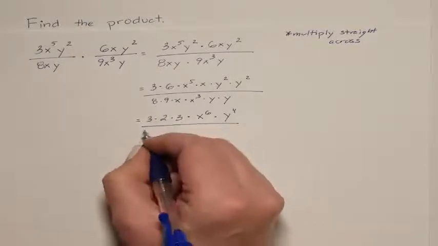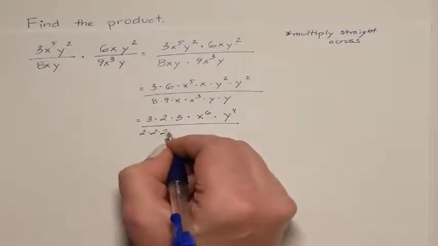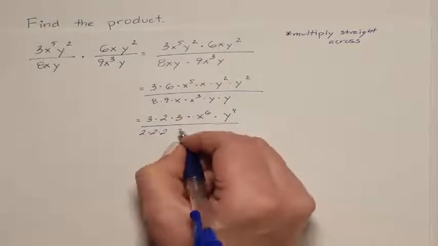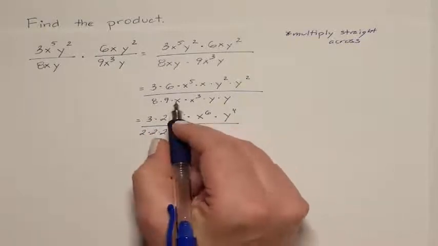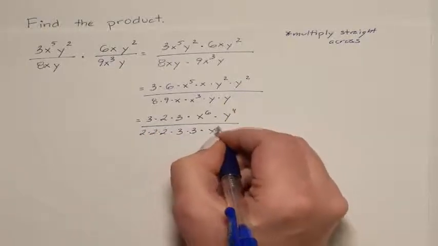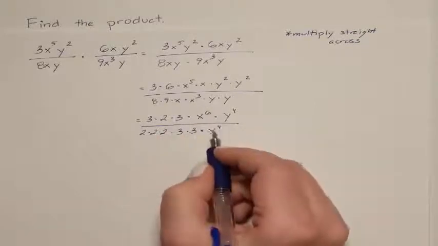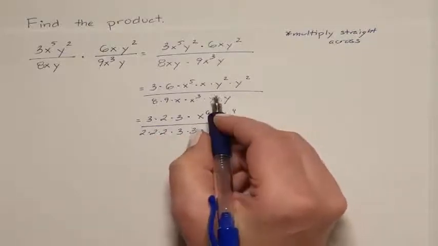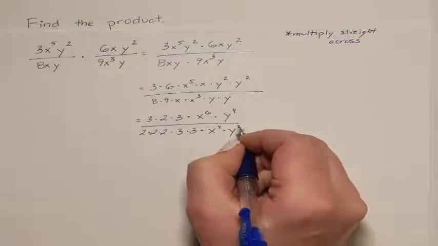8 needs to be prime factorized. That's 2 times 2 times 2. 9 is 3 times 3. The x's, I actually have 4 of them because the 1 plus the 3 gave me the 4. My y's, there's 2 of them because 1 plus 1 is 2.